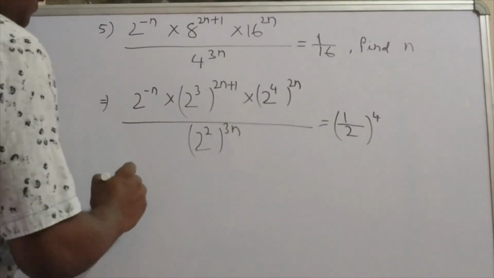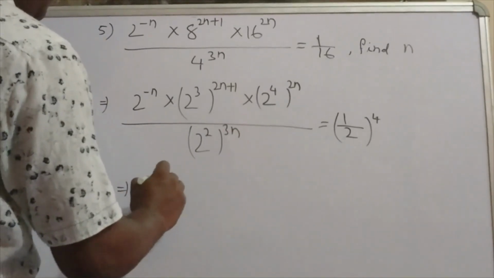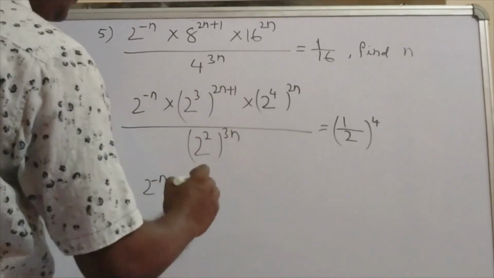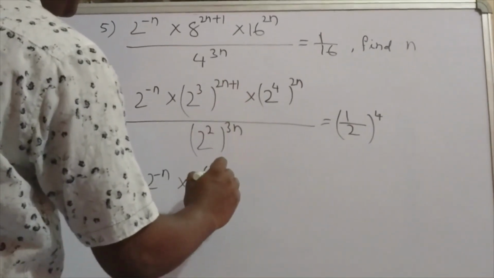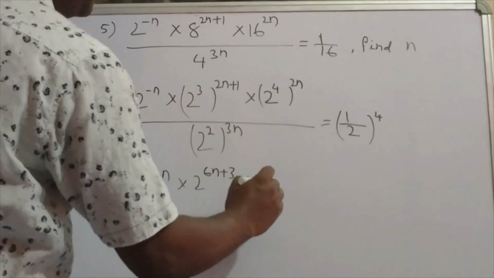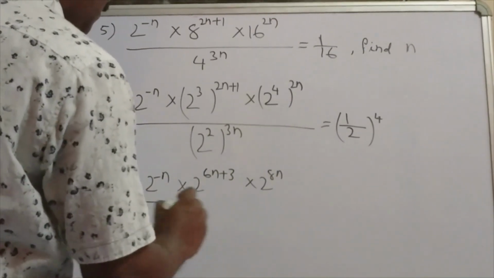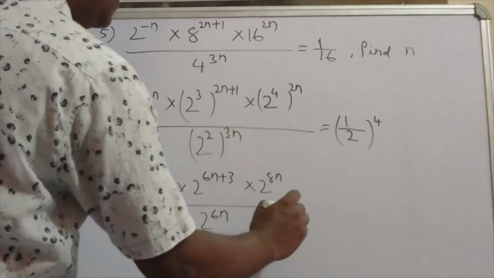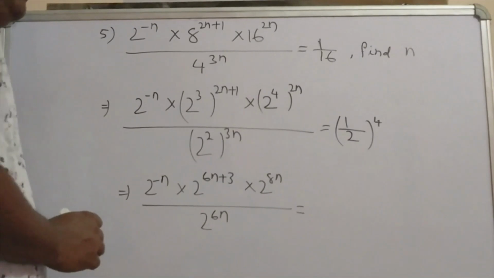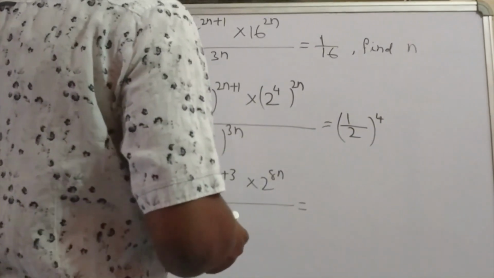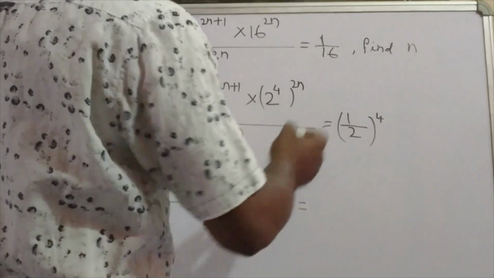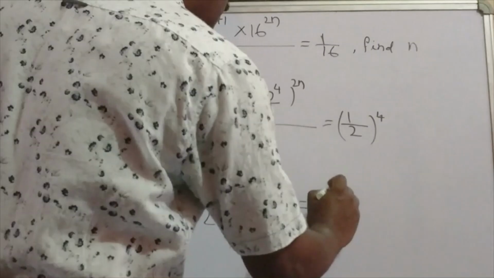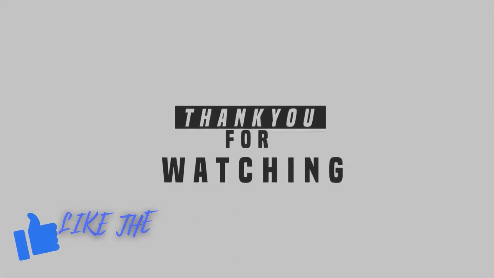Now here 2 to the power minus n into 2 to the power, multiply the power with power, so 3 into 2n plus 1, 6n plus 3, into 2 to the power 8n, divided by 2 to the power 2 into 3n, 6n, is equal to 1 by 2 to the power 4. If we reciprocate it, the power becomes negative. In the form of 2, if we write, it becomes 2 to the power minus 4.